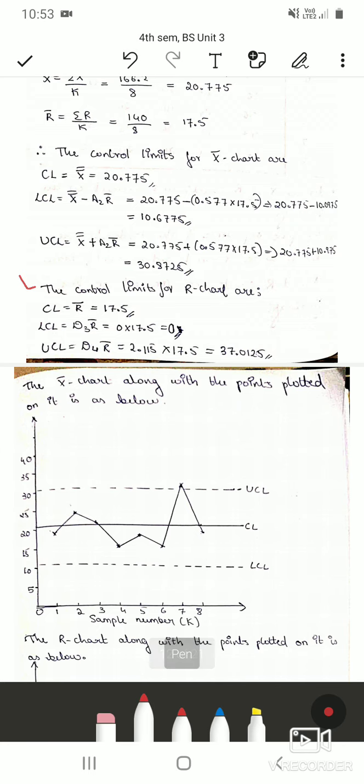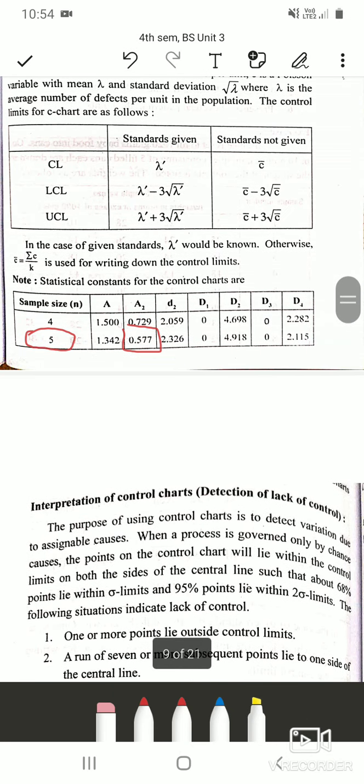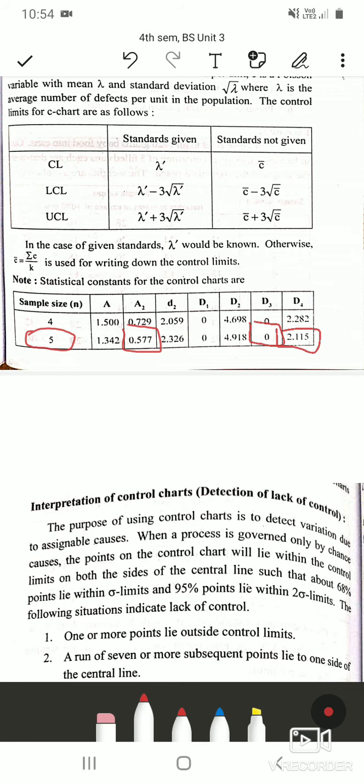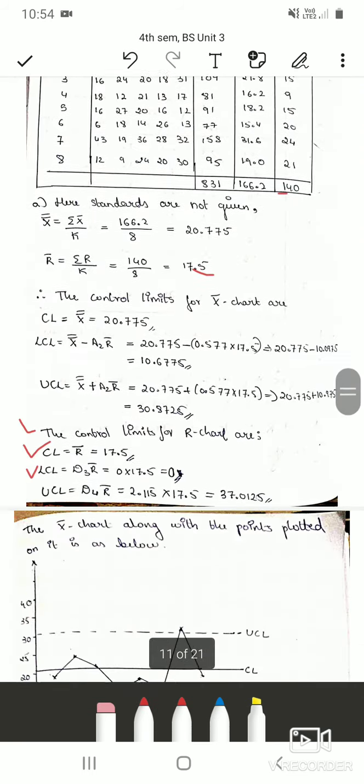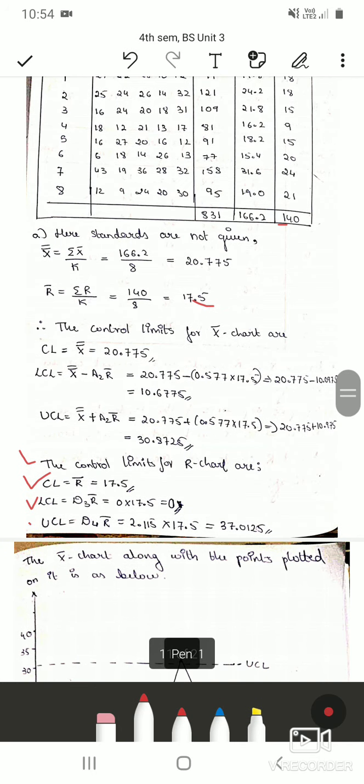Now we will see the control limits for R chart and then we will draw both the graphs. For R chart, the central line is R bar, which is 17.5. What is the lower control limit? It is capital D3 into R bar. Check in the table for capital D3 when n is 5, it is 0 and D4 is 2.115. Substitute these values for lower and upper control limit, and you will get the answers. So lower control limit is 0 and upper control limit is 37.0125.